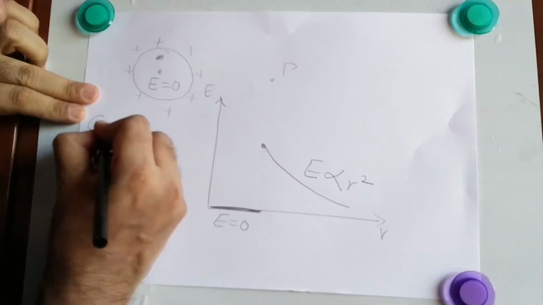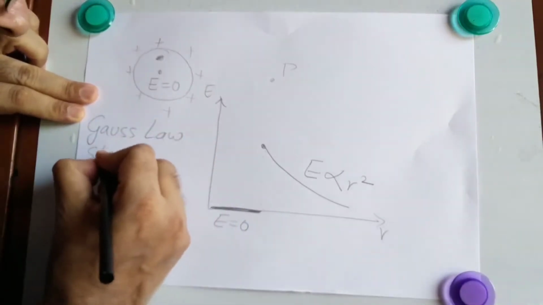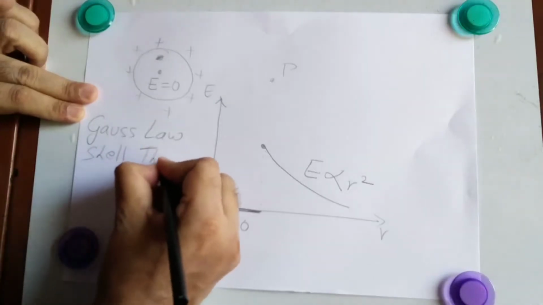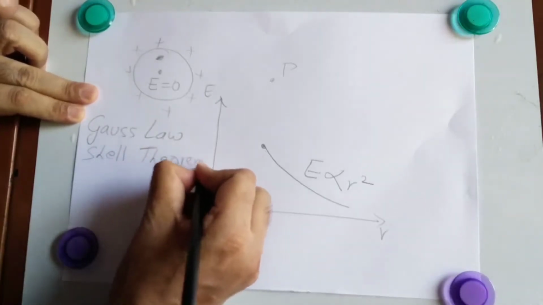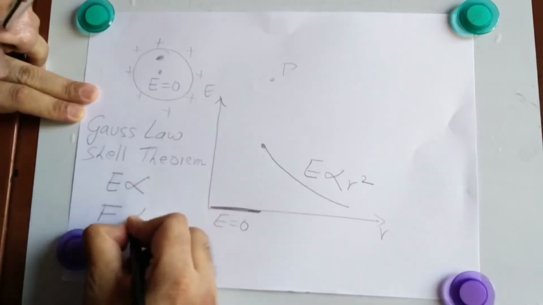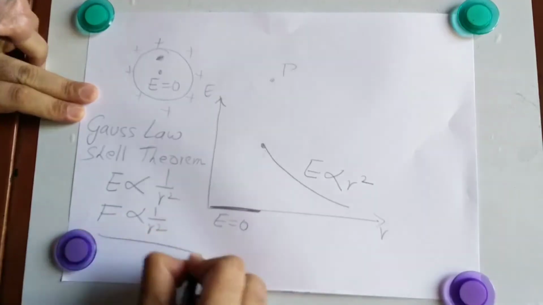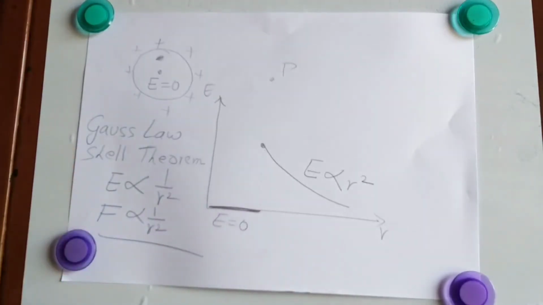Gauss law and shell theorem are valid because electric field and hence electric force is proportional to 1 by r square. Because of this inverse square relationship, these laws are valid. So therefore the same laws can be applied to gravitation also.